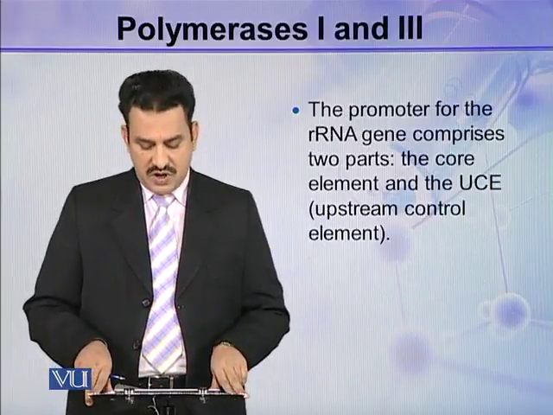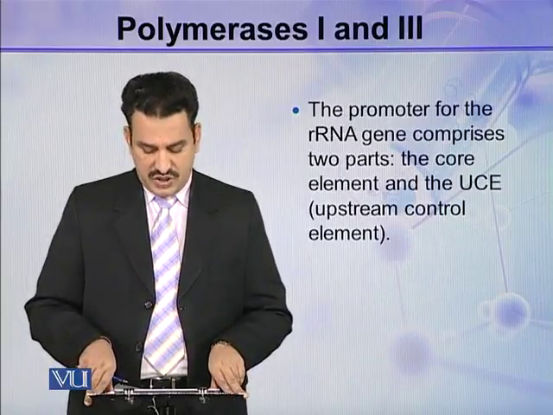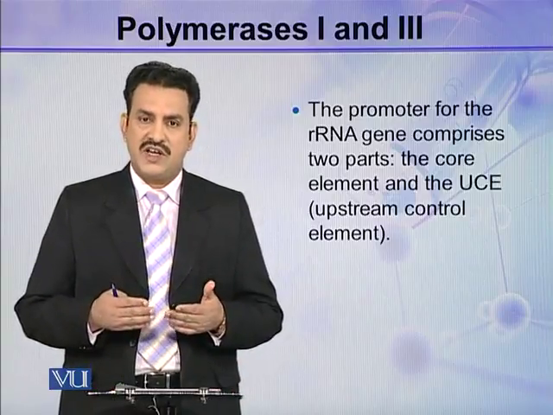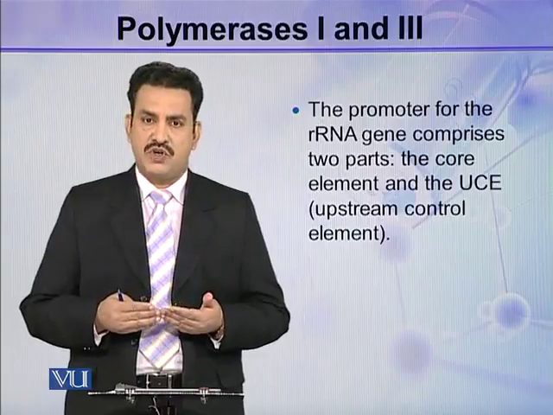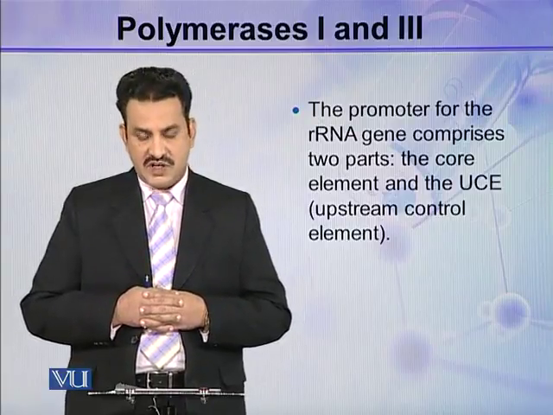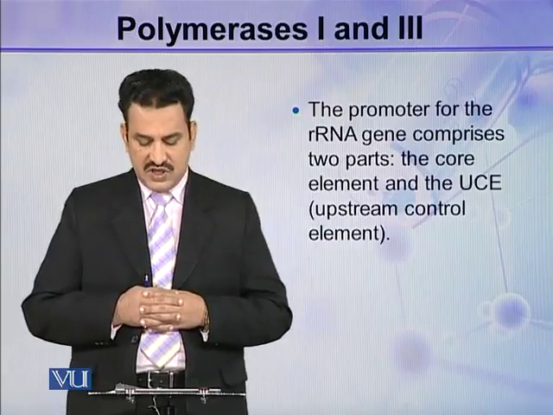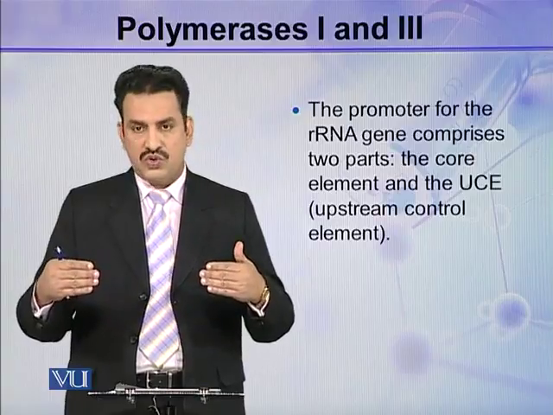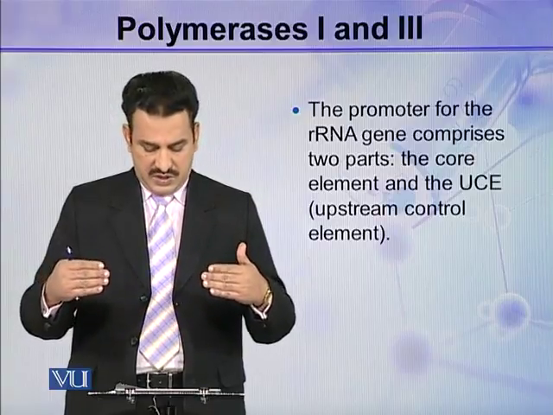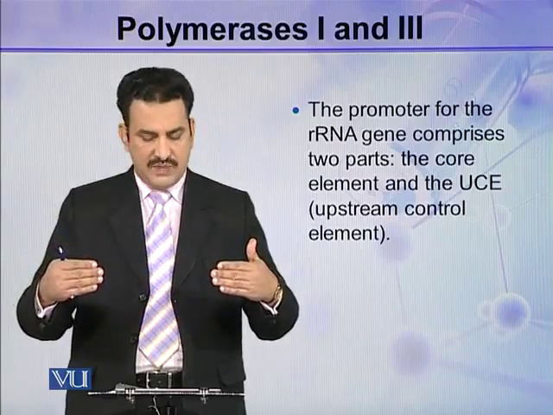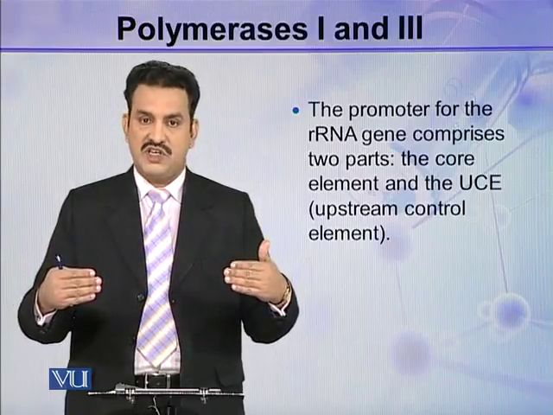The promoter for the rRNA gene comprises two parts. So it also has its specific promoter, and this promoter has two parts, the core element and the UCE, upstream control element. So there are two parts of the promoter. One is the core element, the other one is the UCE element.